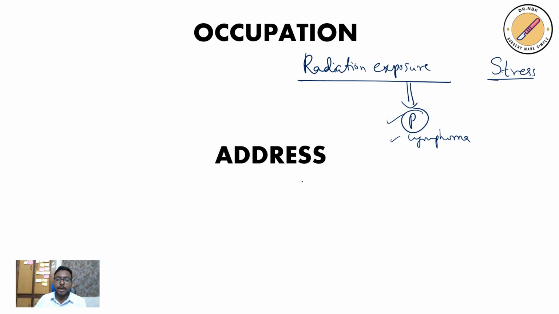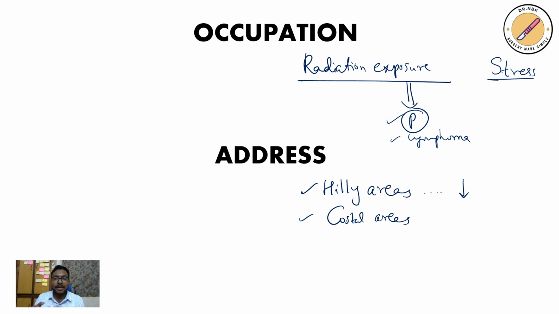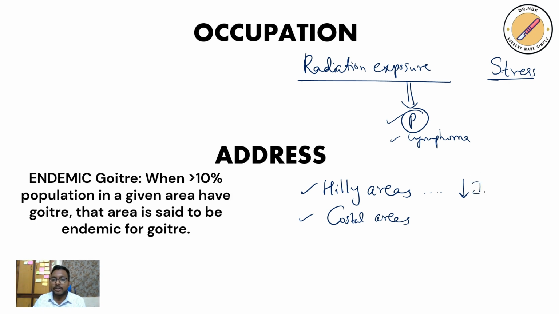Then coming to address, the question will be something like which group of areas are more prone for goiter. You need to understand hilly areas or coastal areas, or those areas adjacent to factories with radiation exposure. Again, you know the map. In hilly areas, usually the soil contains less iodine. You know that for thyroid hormone synthesis to occur, iodine is very essential. So in hilly areas, there will be less iodine content, so they will get iodine deficiency goiter.